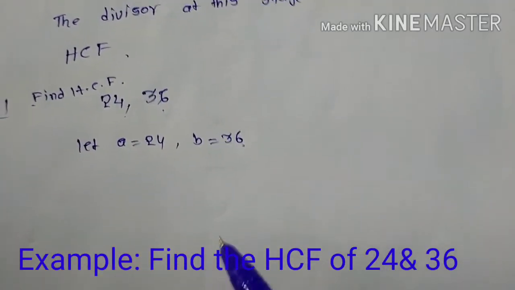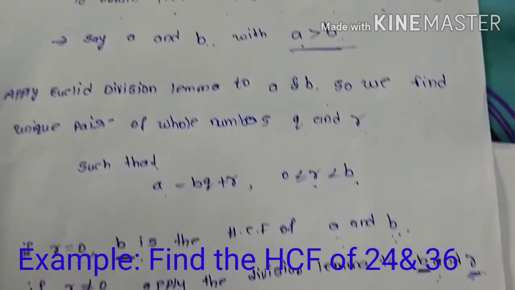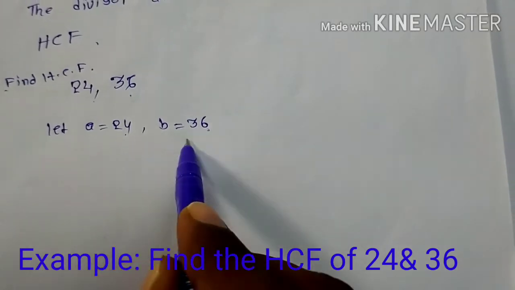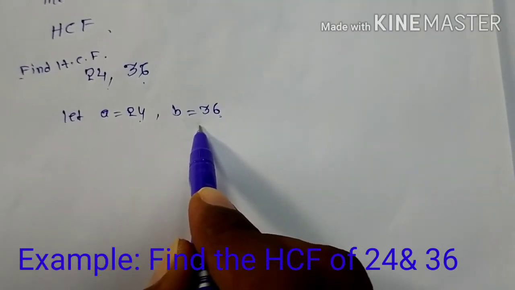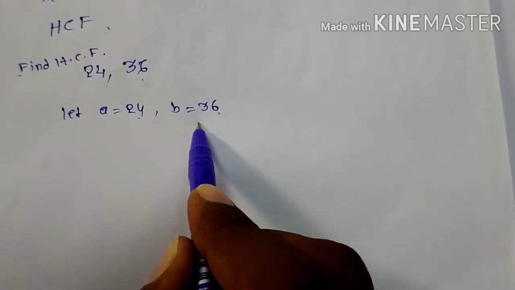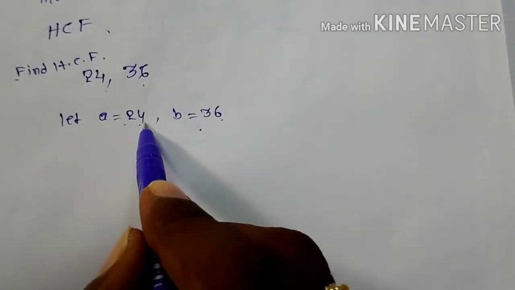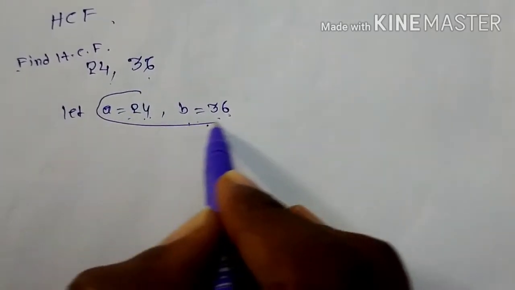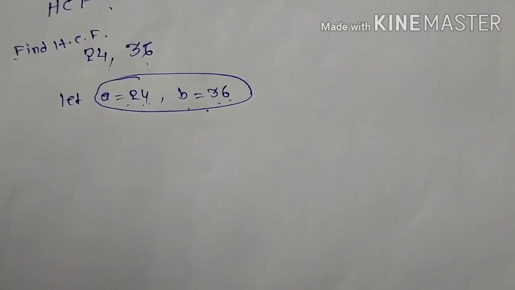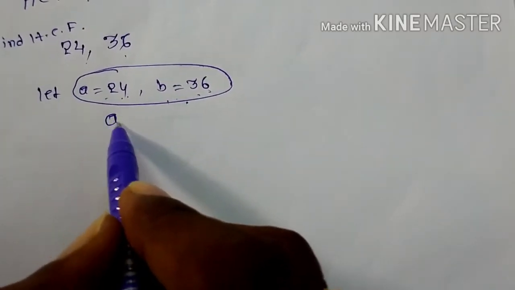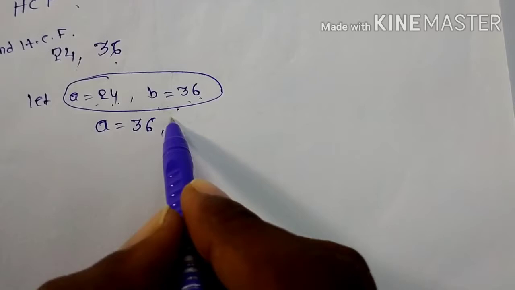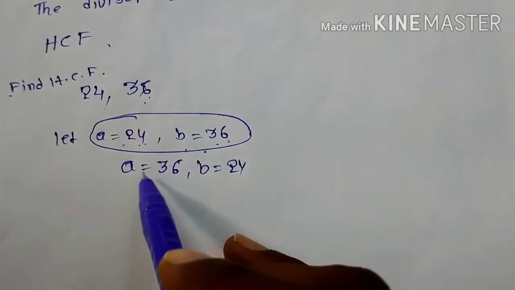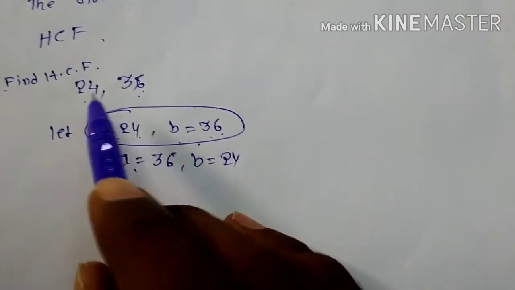What is your condition? First condition is whether a is greater than b or not. Can I take a = 24 and b = 36? Just check: a is greater than b. If I take a = 24, is it greater than 36? Not greater. So don't take a = 24. That is why I am explaining: a = 36, b = 24. Remember, the biggest number you take as a, the smallest number as b.